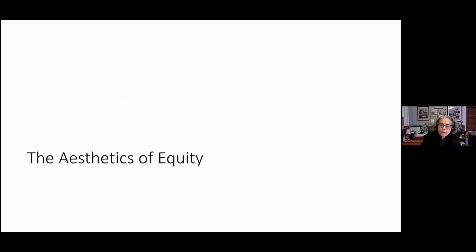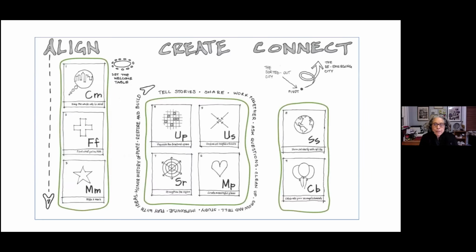A concept that I learned from my architecture mentor, Michel Cantal-Dupart, who's an architect urbanist in France, is the aesthetics of equity, that we need to find equity beautiful. And so what do I think that means? In my work with Michel Cantal-Dupart, and also in talking to architects and urbanists around the United States and in other countries, I've identified these 9 elements of urban restoration, which are in 3 groups: align, create, connect.